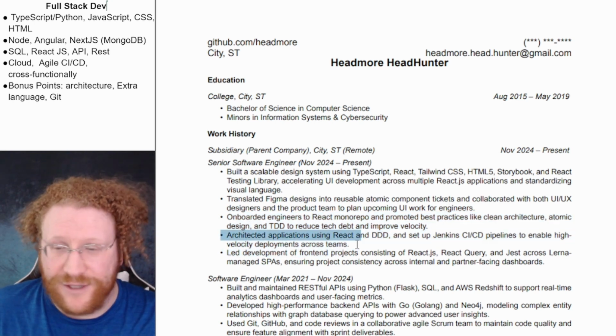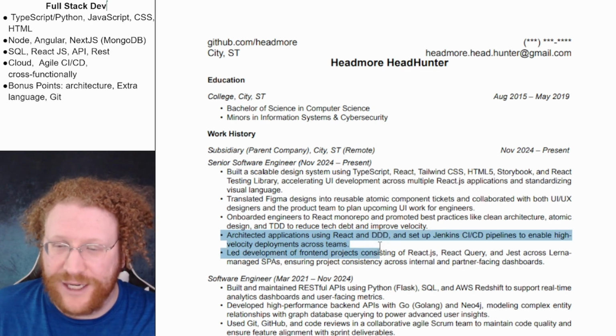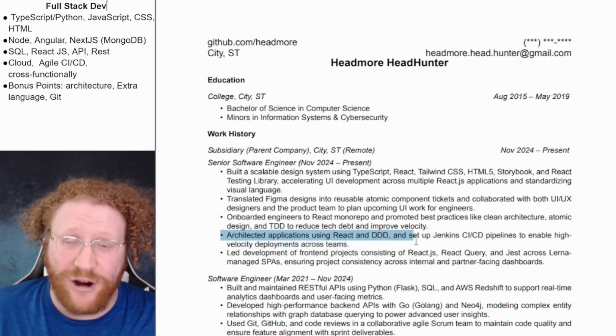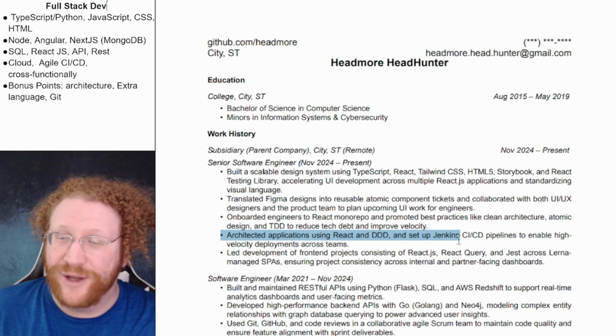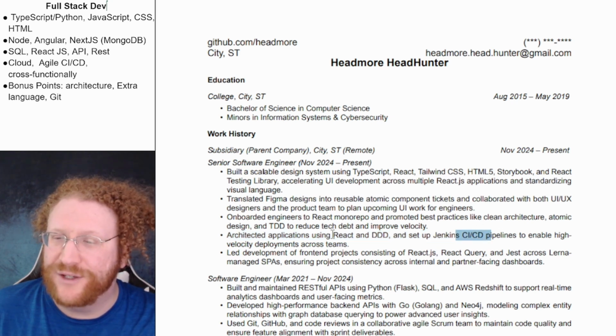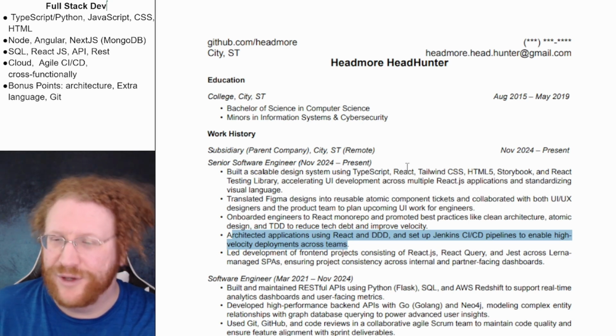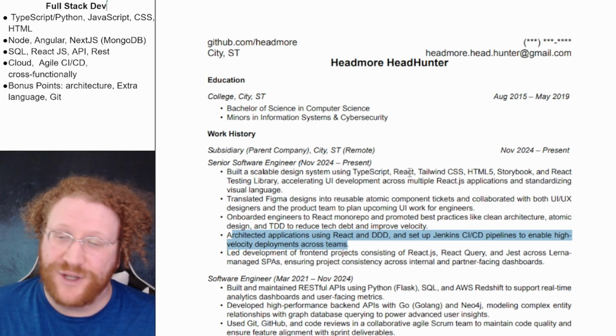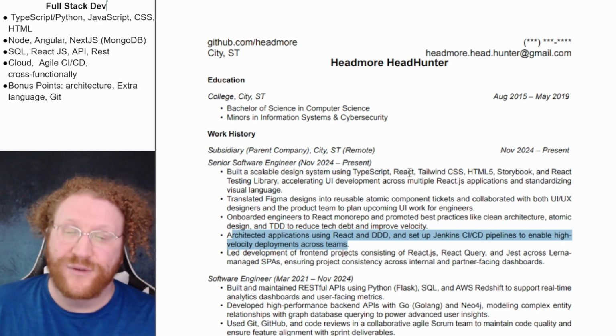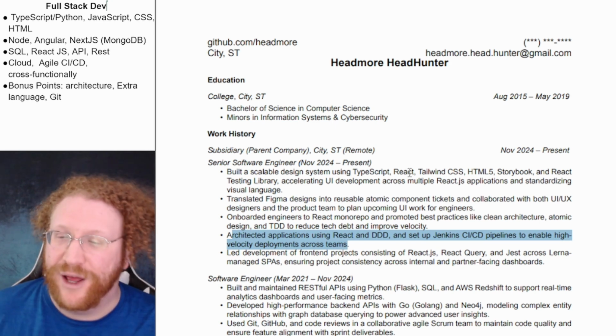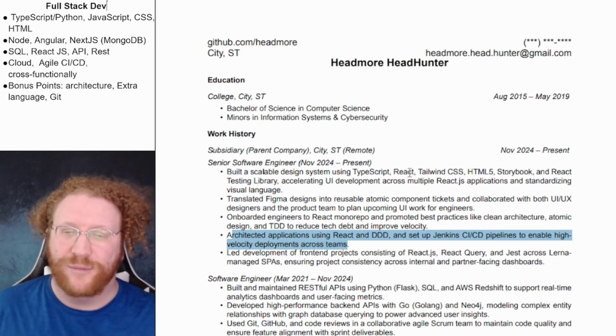Architected applications, this is phenomenal. Using React, great. And DDD, I don't know what that is, and I don't think I care. And set up Jenkins, don't care about Jenkins. Do care about CI/CD pipelines to enable high-velocity deployment. So what you really have, this should be higher up. Truthfully, this should be like your second bullet point where you just say, architected applications using React to set up CI/CD pipelines to enable high-velocity deployment.